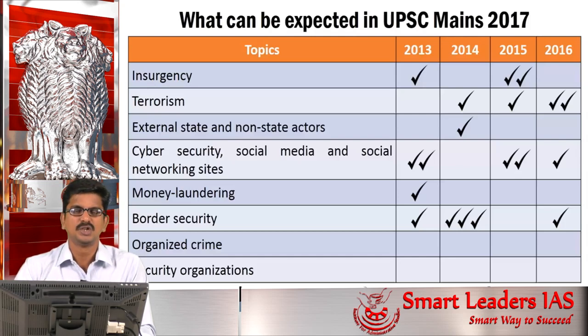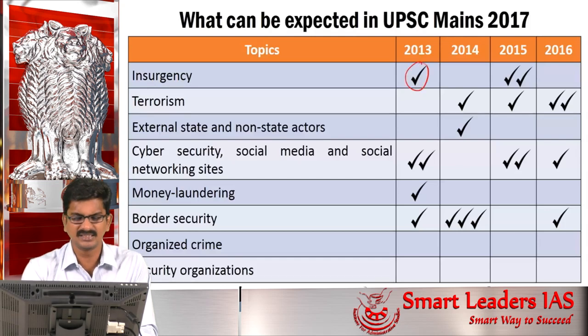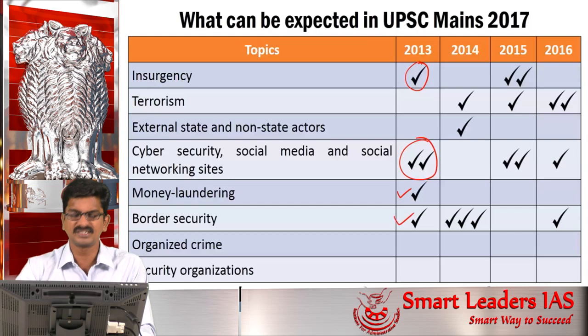So we cannot circumscribe, but this tabular column is an effort to understand how much area is covered in the last 4 examinations and what is the extent of the coverage. In 2013, there was one question about insurgency, 2 questions about cyber security, social media and social networking sites, 1 about money laundering and 1 about border security, 5 questions totally.